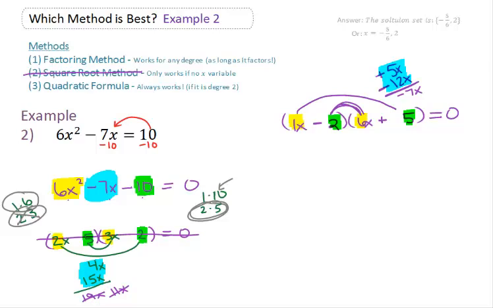Now, with your factoring method, it says if you have something multiplied and set equal to 0, your principle of zero product says you split each of these up and set them equal to 0.